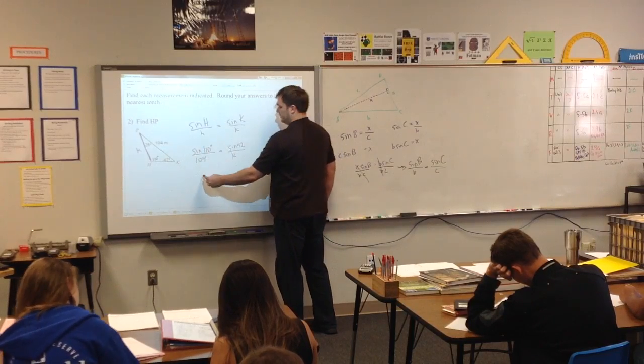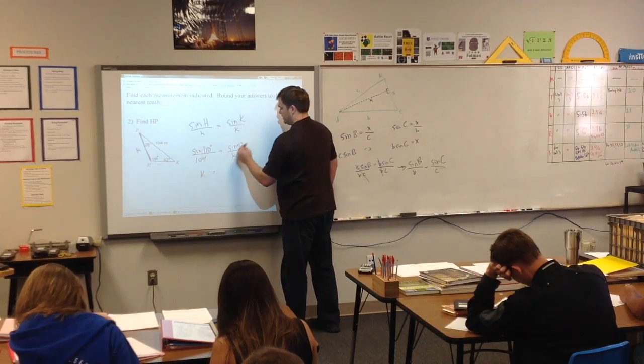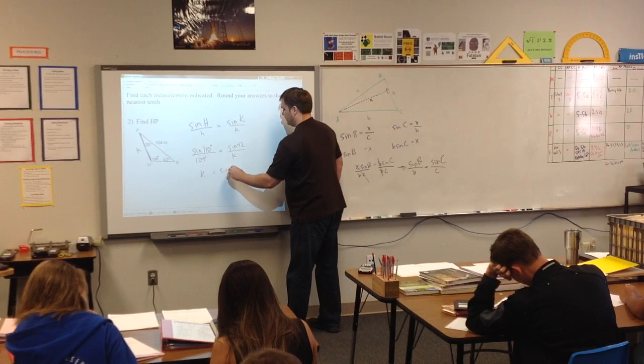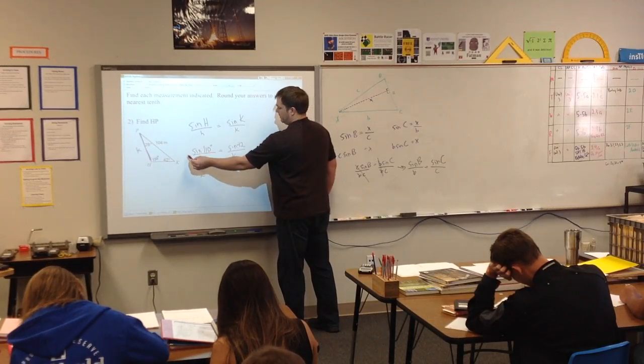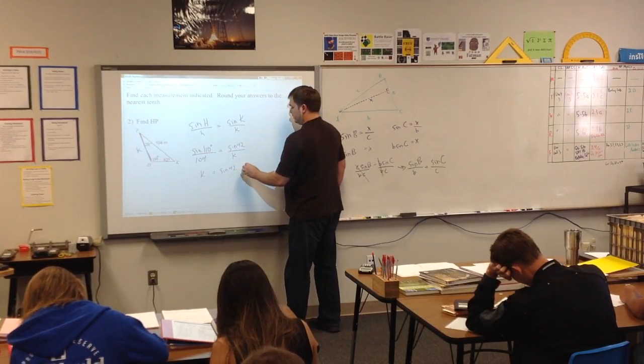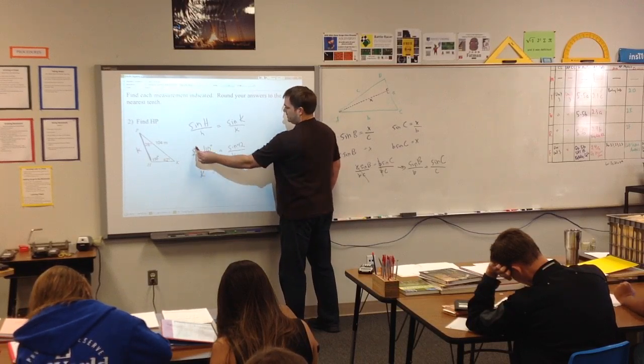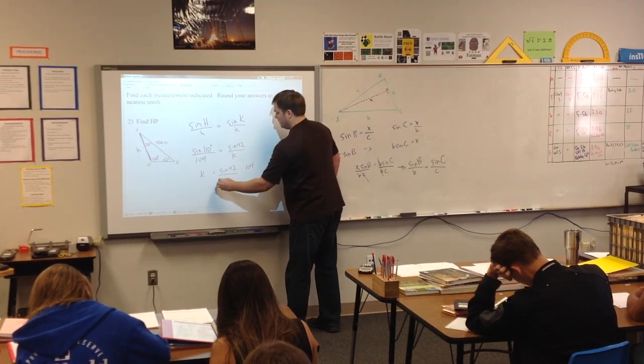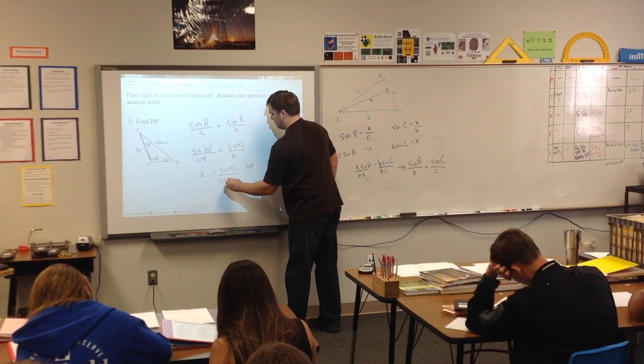So multiply both sides by k. Sine of 42 is still going to be up here. But then I'm going to multiply both sides by 104, and at the same time divide both sides by sine of 110.